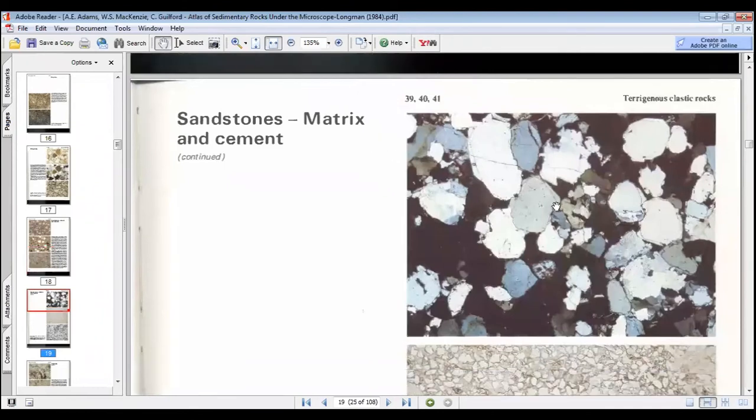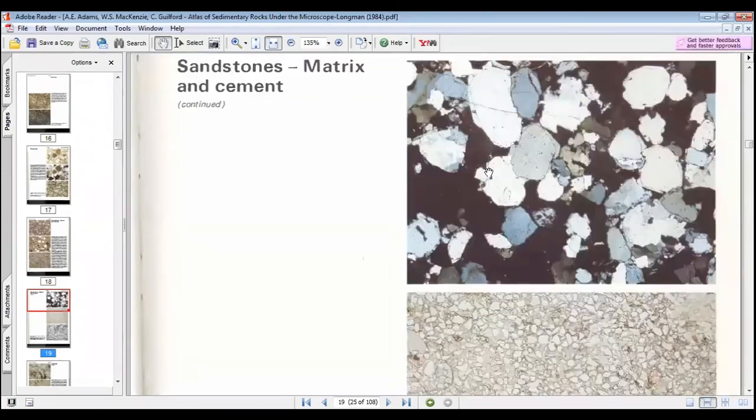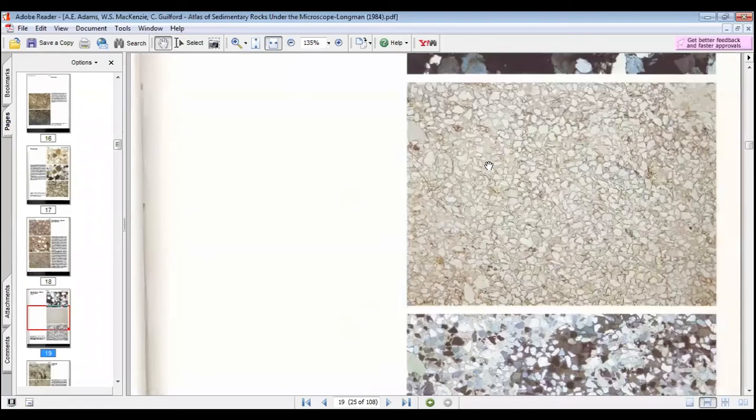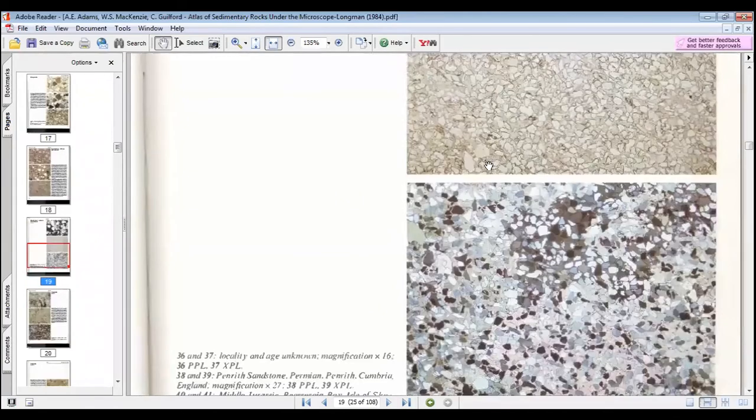Similarly, you can see it here as well that there is a quartz grain, and there is an additional margin associated with this quartz grain. We call it quartz overgrowth cement. Okay, let's do two or three more and then we finish for today.